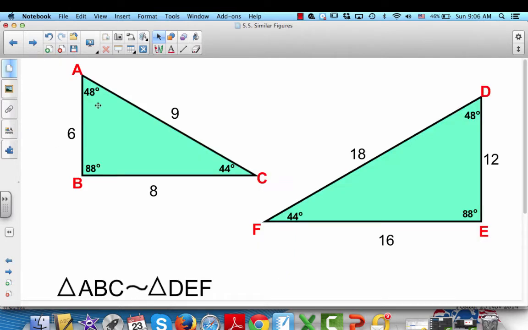Okay, first of all, if two figures are similar, and I'm telling you that these two are similar, then this is the way that you write it. Triangle ABC is similar to triangle DEF. So this symbol means is similar to, just the same way this means equal, this means not equal, this means greater than or equal to. This means is similar to. Okay?